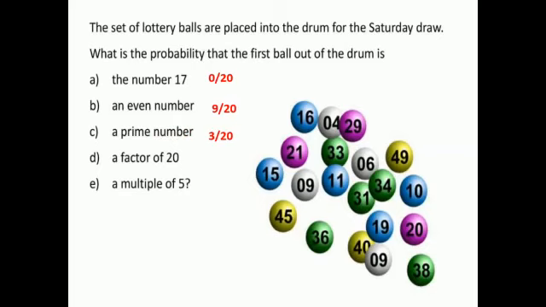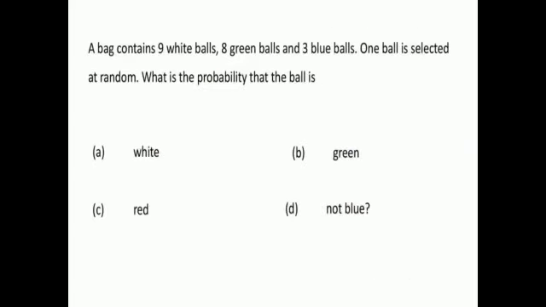Factor of 20: you can see here 4, 10 and 20. Only 3 numbers are there. Then multiple of 5: 15, 45, again 40, 20 and 10. I think 5 numbers. This is the way we write the probability. It is very easy, no need to explain.